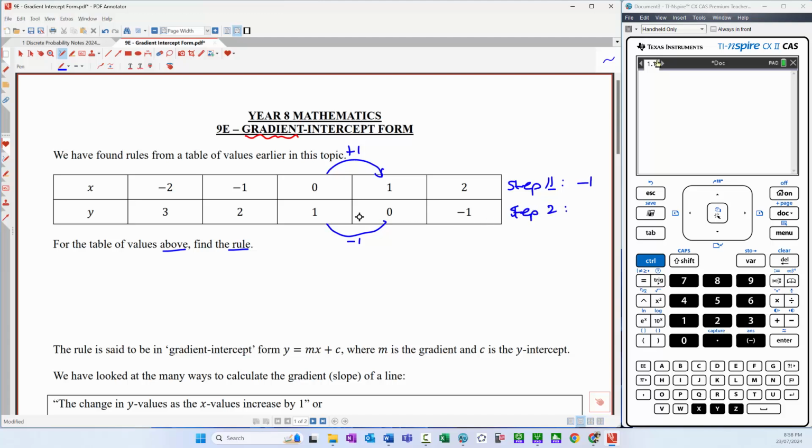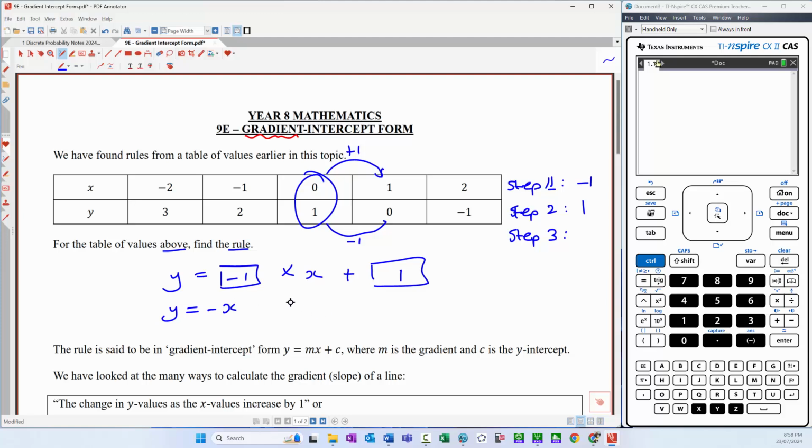Step 2 was to find the value of y when x is 0, and here it is. When x is 0, y is 1, and we note that value down. Step 3 involved us writing our equation, where we put the answer to step 1 there and the answer to step 2 there. So we officially write our equation as y equals negative x plus 1.